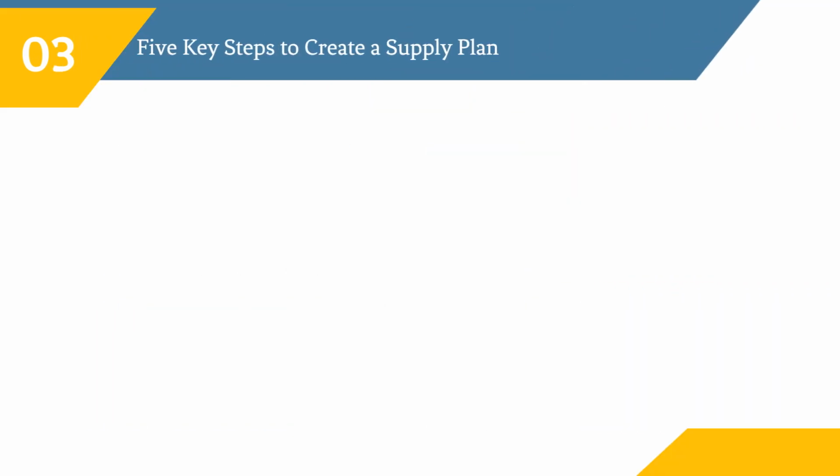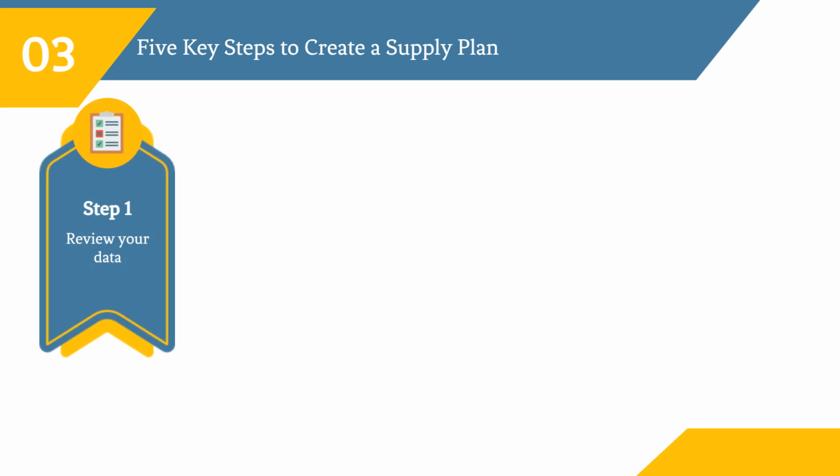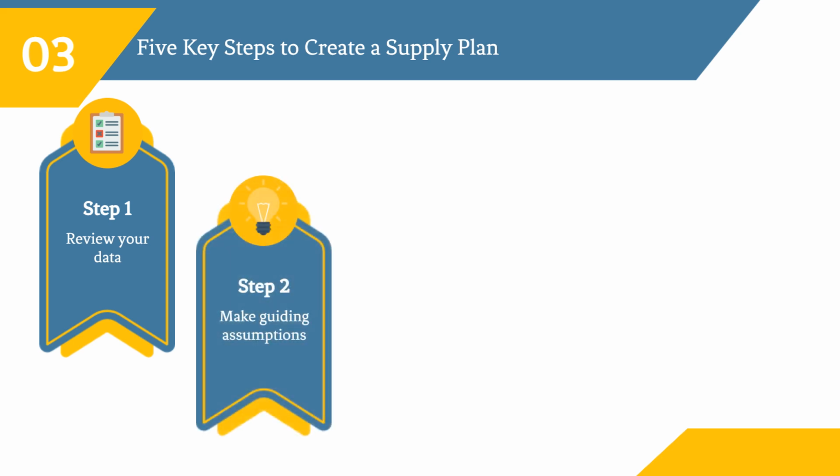Now that you understand why a supply plan is essential, let's learn how to develop one step by step. Creating a supply plan involves 5 key steps. 1. Sort and review the data gathered in the preparation phase. 2. Make assumptions that will guide the planning.